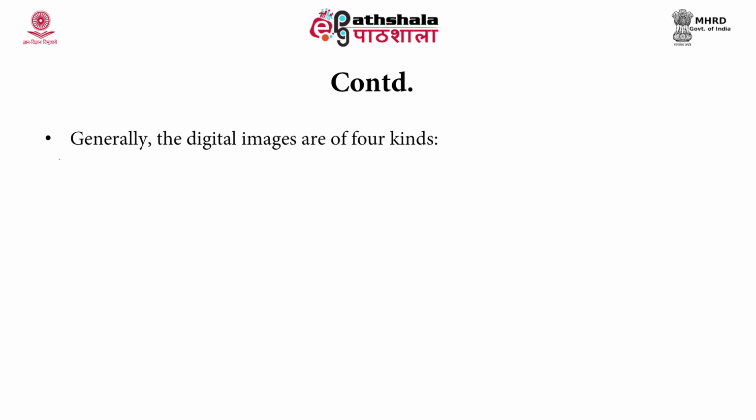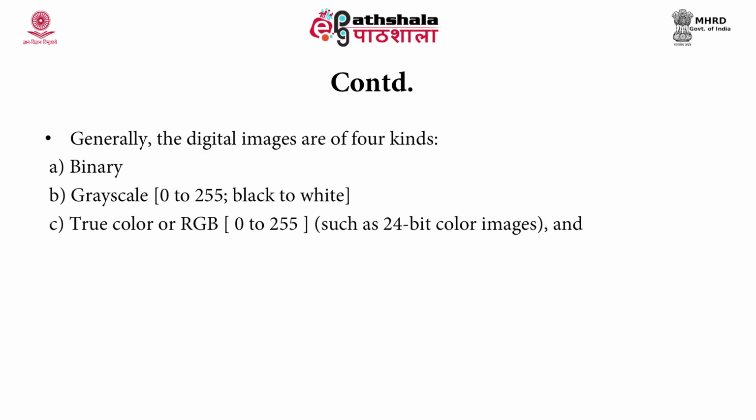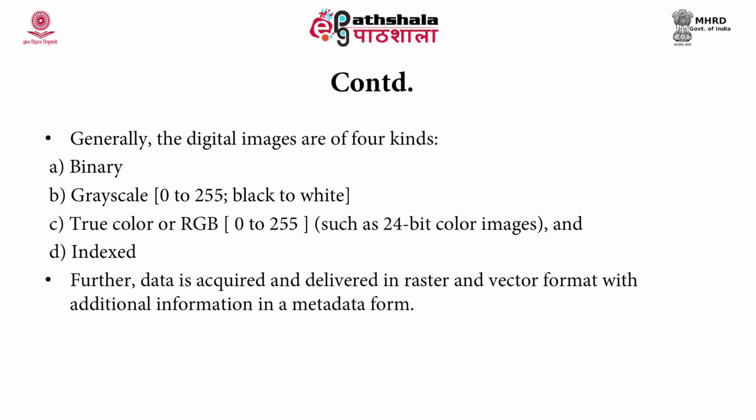Generally, digital images are of 4 kinds. The first one is binary, that is 0 to 1, either present or absent. The second is grayscale, that is also black to white, but in varying grayscales from 0 to 255. The third one is true color, or red, green, blue composite. It also has a range from 0 to 255 for 8-bit data and can vary for different colored images. And the last one is the indexed digital image. Further, the data is acquired and delivered in raster and vector format with additional information in metadata form.